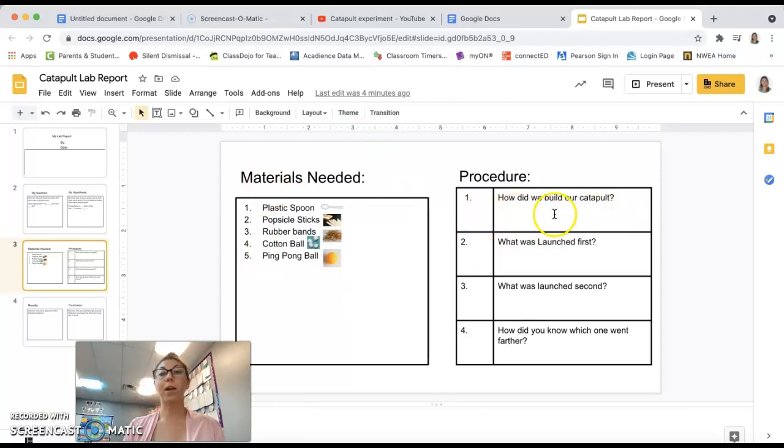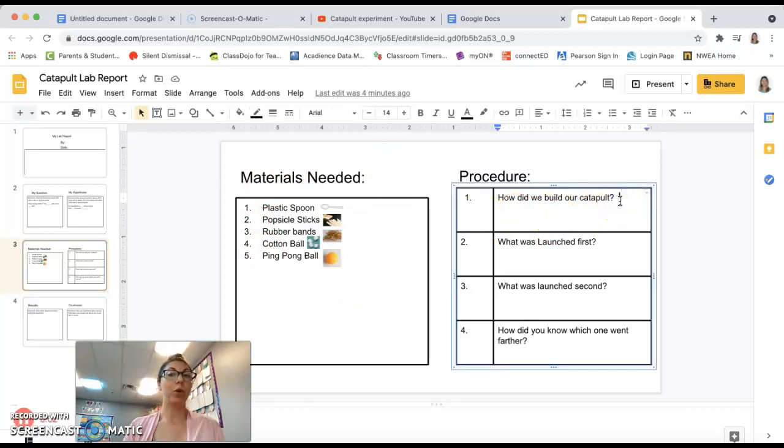For the procedures part, here's what you need to do. You need to have at least 4 procedures. That means 4 things that we did in our experiment. If you're using the digital copy, you're just typing your answer to each question in these rectangles. If you have a paper copy, you're going to answer these questions on your paper. So how did we build our catapult? Think about the steps you either saw in the video or that you did to build the catapult, and you'll type or write your answers here. What'd you launch first? What'd you launch second? And then which one went farther?